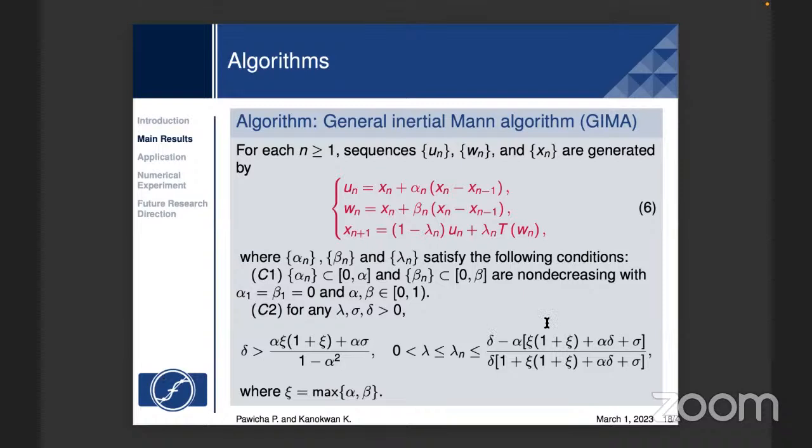The generalized inertial Mann iteration is different from Seu's two-step inertial algorithm. Recently Seu introduced a two-step inertial algorithm, which is different from this.